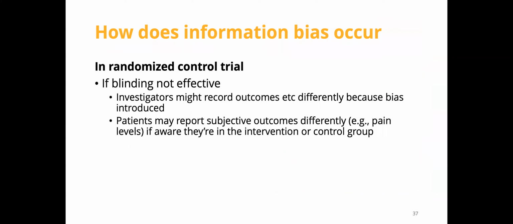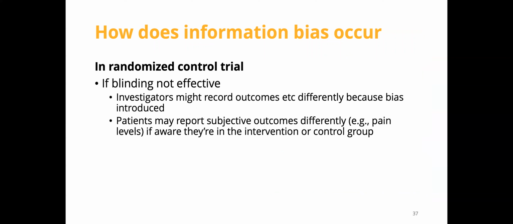Information bias can occur in a randomized controlled trial if blinding is not effective. So if an investigator knows that a patient is in the intervention group and not in the control group, they might actually record outcomes differently because bias is introduced.